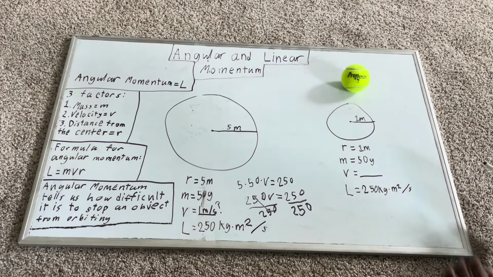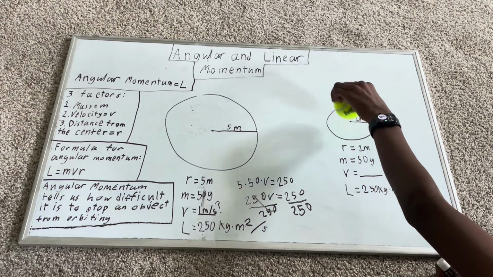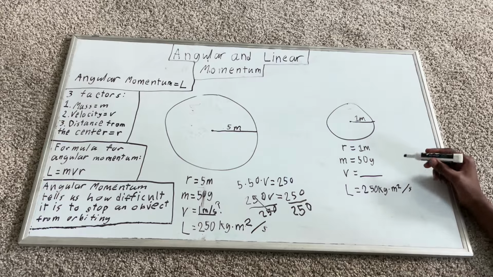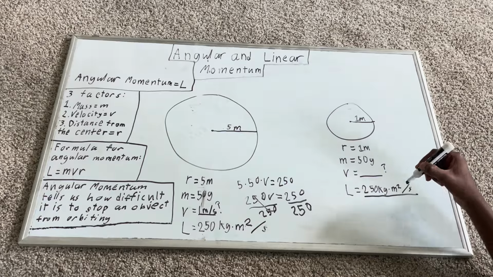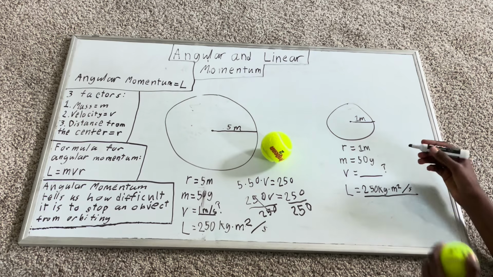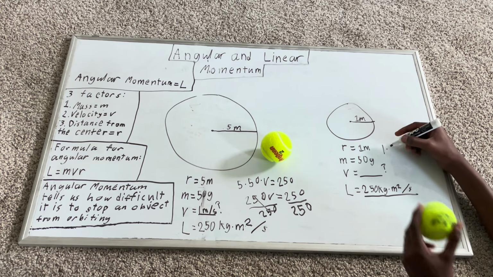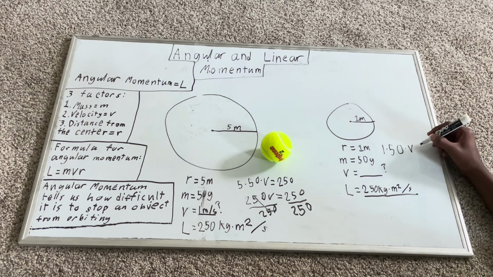Now we can do the same for this tennis ball. This tennis ball orbits around a circle with a radius of 1 meter, and it also has a mass of around 50 grams. And we're also trying to find the unknown velocity, and the angular momentum is the same as the before ball. So for this ball, it's orbiting around a circle with a radius of 1 meter. Its mass is 50 grams, and the velocity of it is unknown, and the angular momentum is 250.